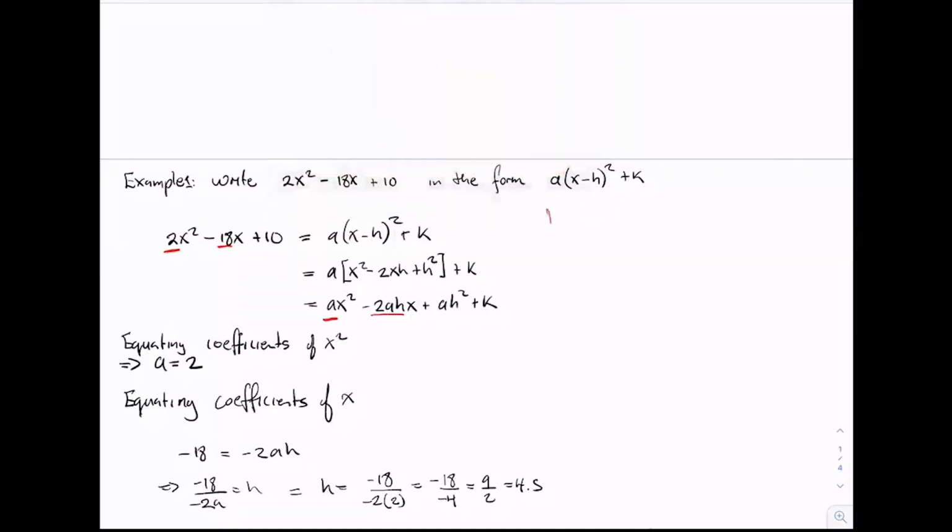And now I shall try to find our last value, which is k. This means we can now take the constant term on our left-hand side, which is 10. So we can say equating constants.